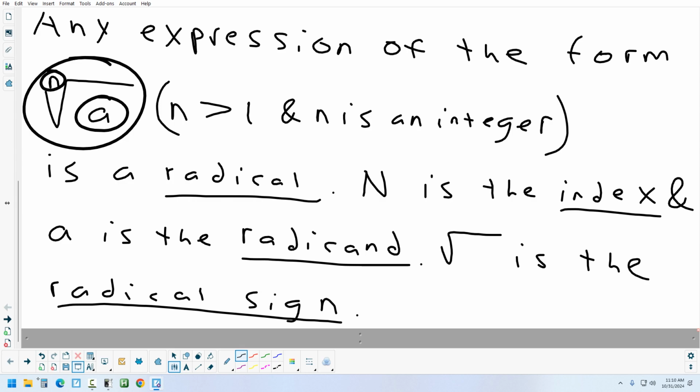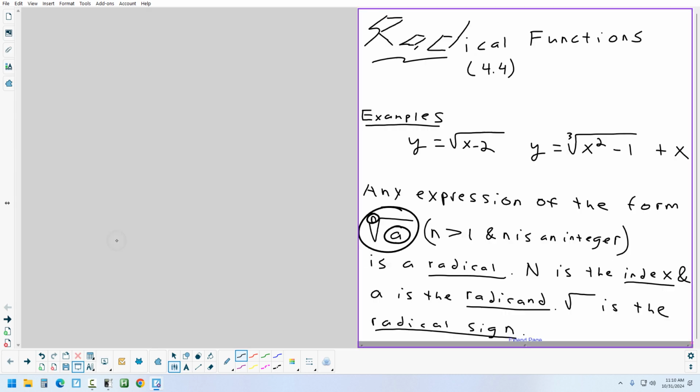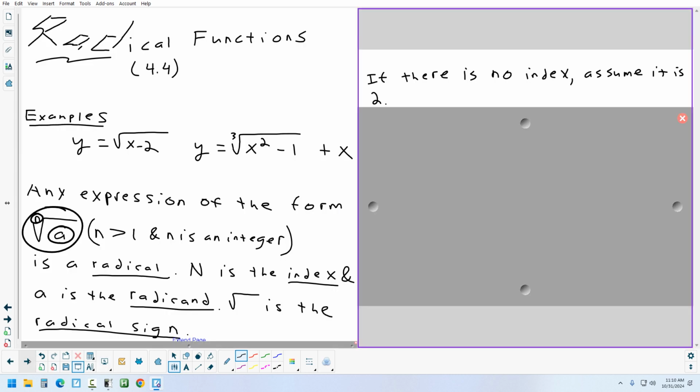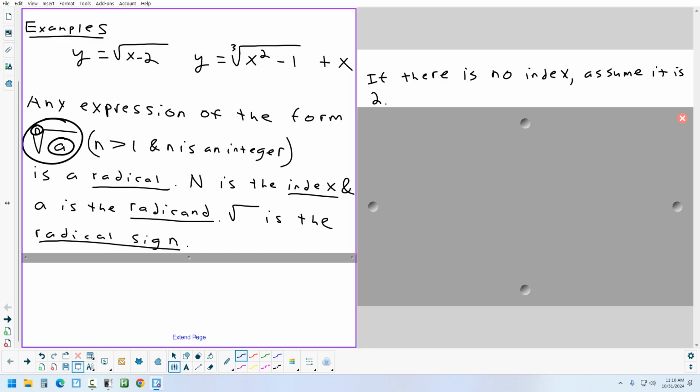So the whole thing is called a radical or radical expression. The number on the outside, smaller up at the top, is the index. And what's underneath is called the radicand. Any questions on those words? Okay. If you ever don't have an index, you always assume it's a 2. So when I write this, we're assuming the index is a 2. If you don't want it to be a 2, then you need to write down the number you want it to be.